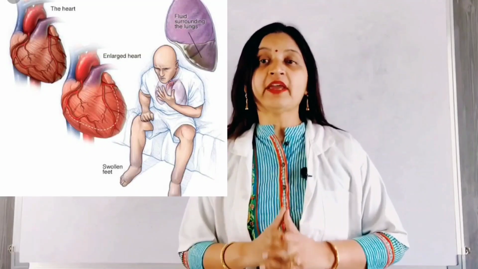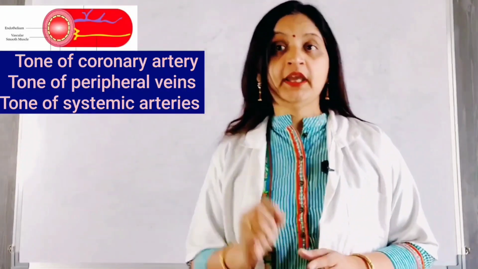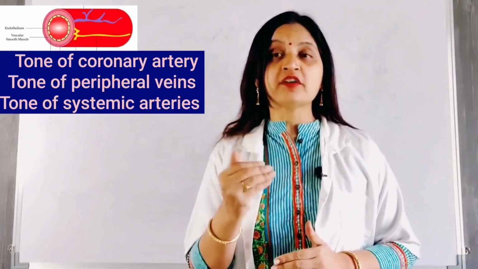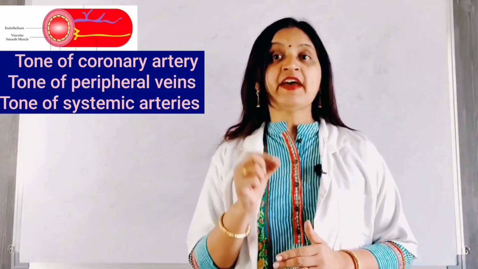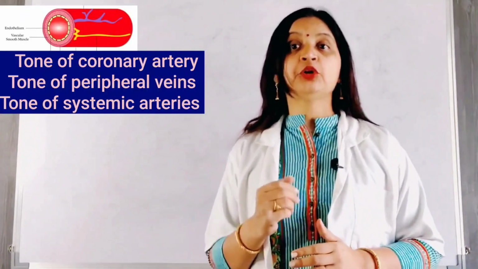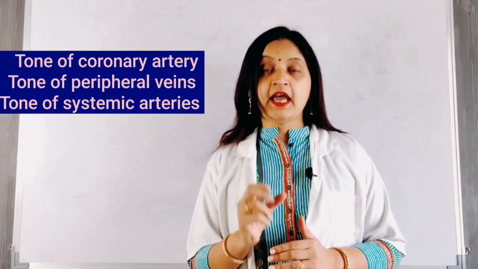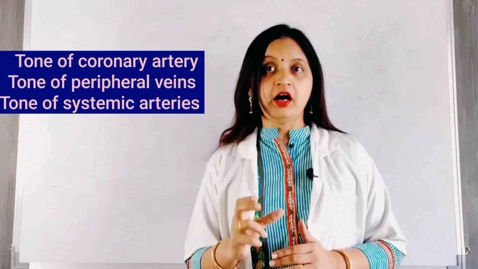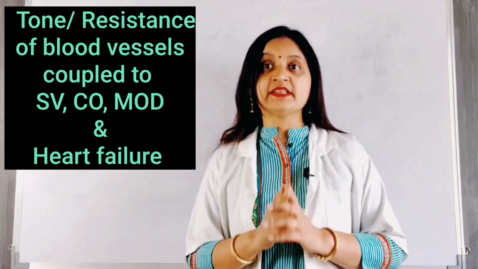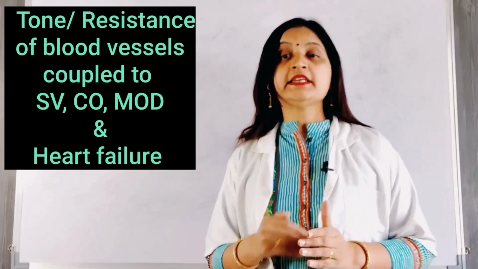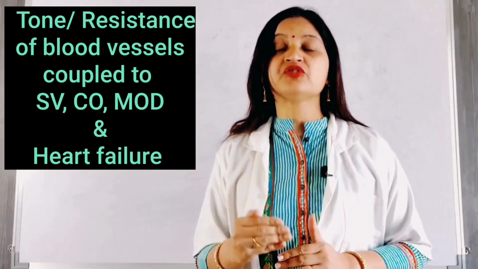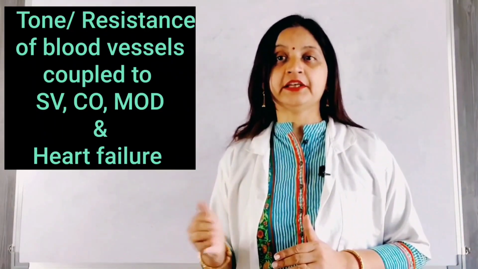Vascular tone is a key regulator of tissue perfusion. It determines whether the tissues will receive adequate or sufficient oxygen and nutrients. The vascular tone refers to the tone of the coronary blood vessels, the tone of the peripheral veins, and the tone of the systemic arteries. So we will see how the tone of the blood vessels, the resistance of the blood vessels is coupled to stroke volume, cardiac output, myocardial oxygen demand and heart failure.